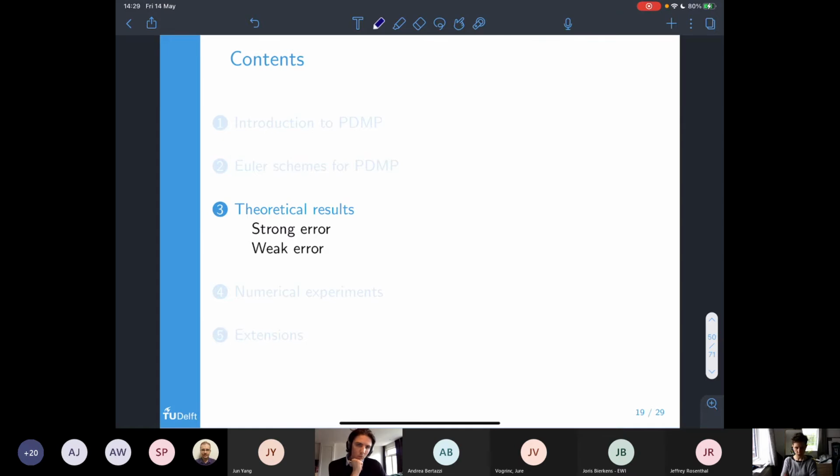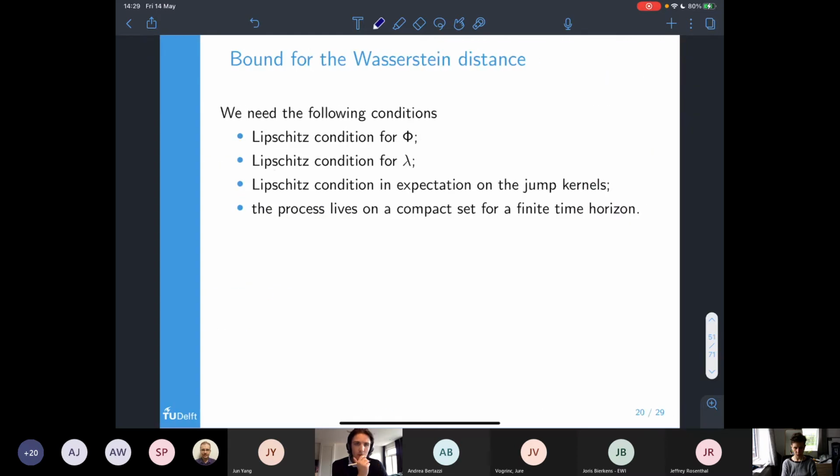Okay, so we have seen the idea behind these Euler approximations for PDMPs. Seems reasonable, I think, but let's see if we can support it with some theory. And I will start with some strong error results.